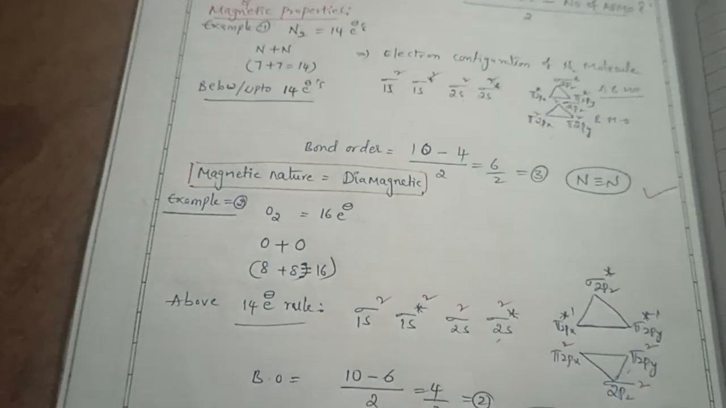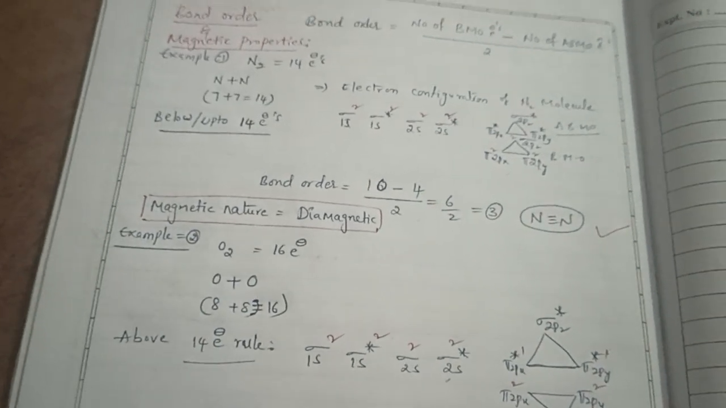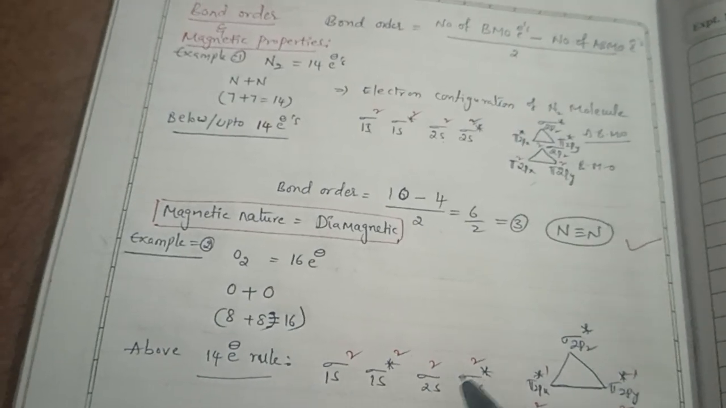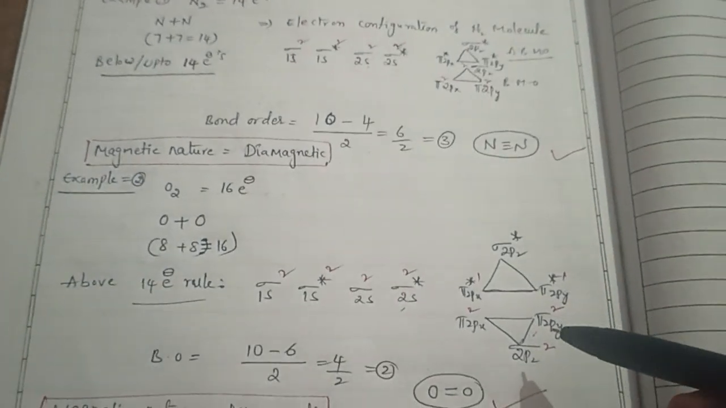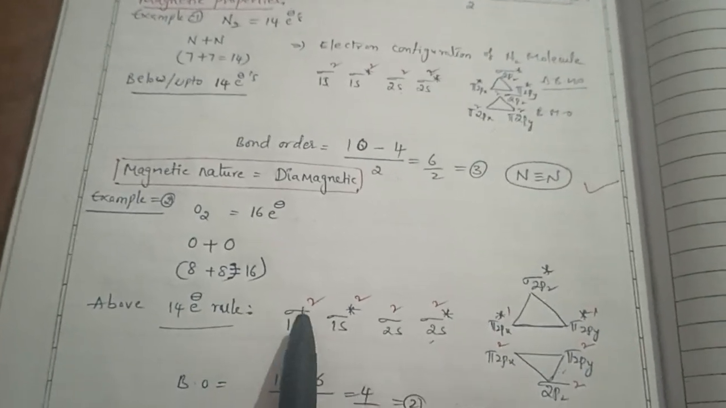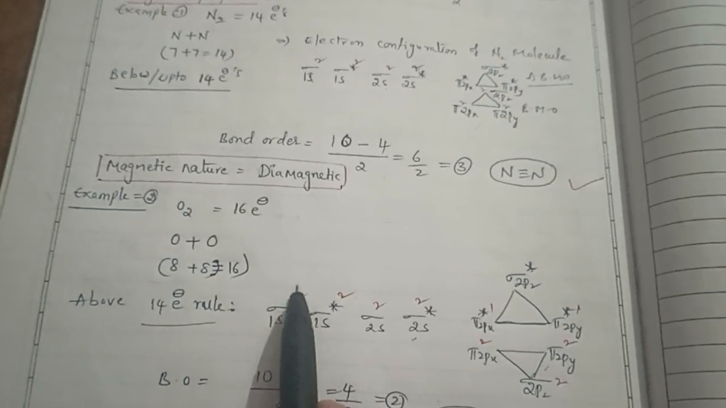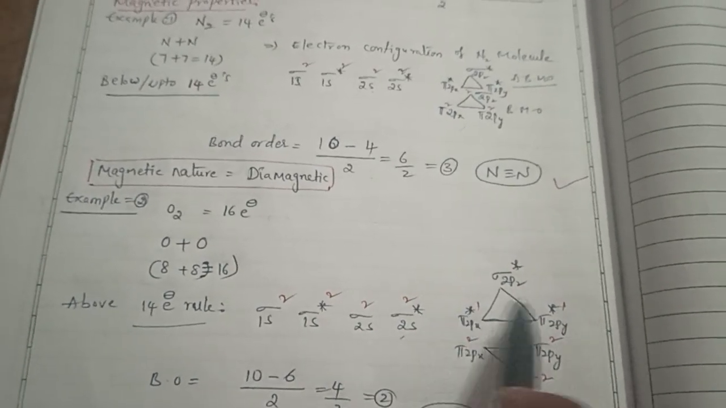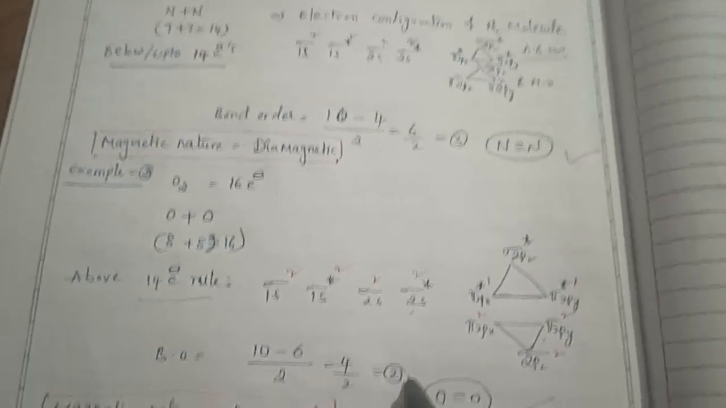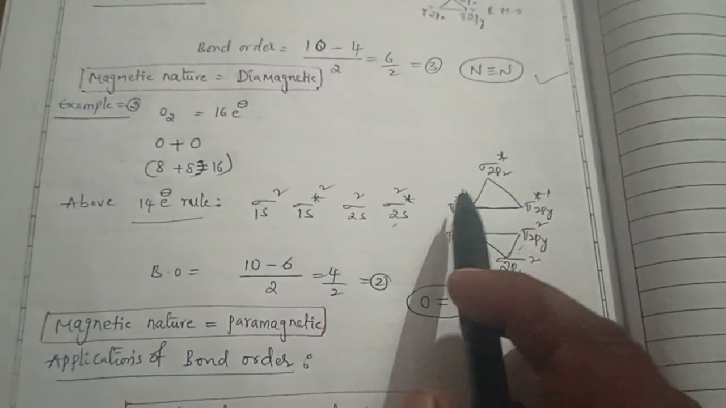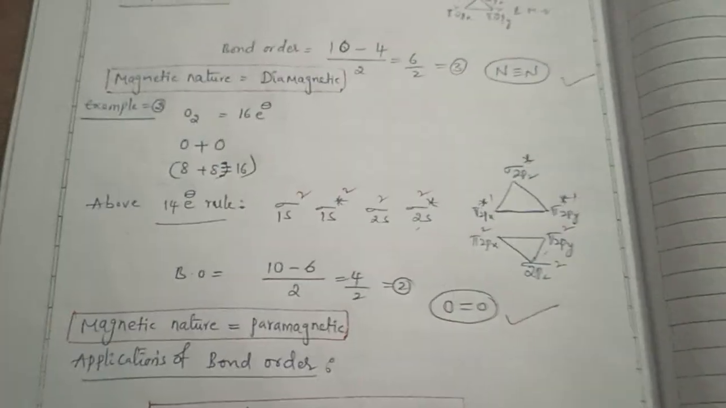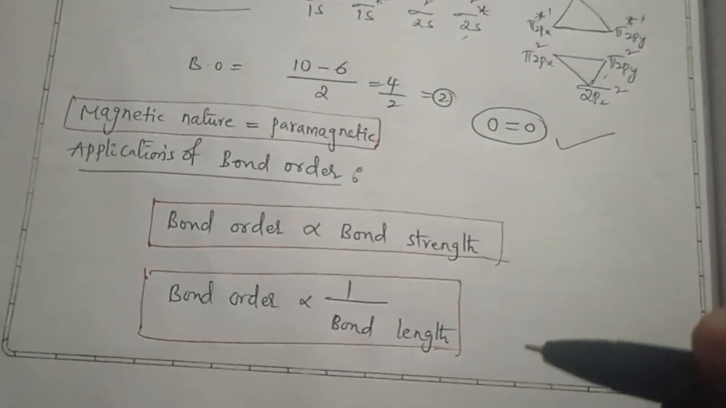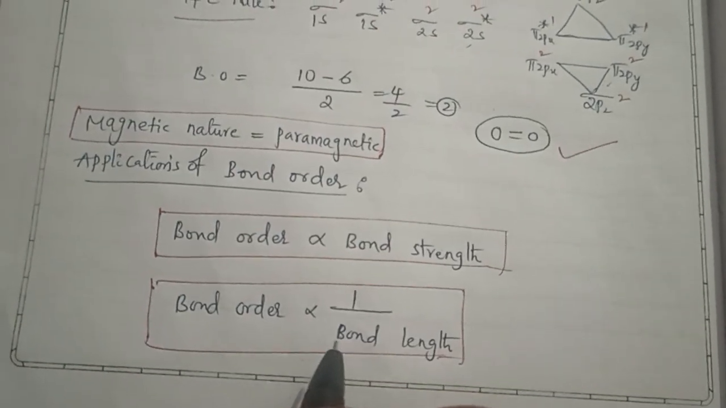And then move on to the next example, the oxygen molecule. The oxygen molecule is a combination of 2 oxygen atoms, so 8 plus 8, 16 electrons. Just above 14 electrons, the lower triangle is reversed, and then fill the electrons. The bonding pairs are 1 2 3 4 5, so 10 electrons. Anti-bonding is 2 plus 2 and 2 single electrons, total 6, so the bond order is 2. And as there are 2 single electrons, it is paramagnetic in nature. Based on bond order we can also determine the bond strength and bond length of the molecule.